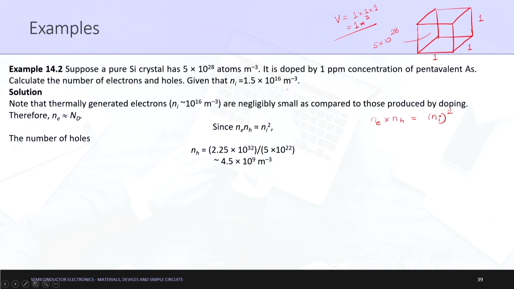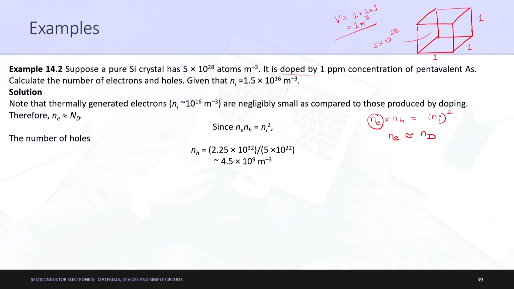Fine. You know the value, so what is required here? You just need to calculate the number of electrons and the number of holes, correct. If you know the number of electrons, we can just use the formula and find out the number of holes. What they are saying is that thermally generated electrons are negligibly small compared to those produced by doping. So the assumption is that the number of electrons is approximately equal to the number of electrons produced by doping.